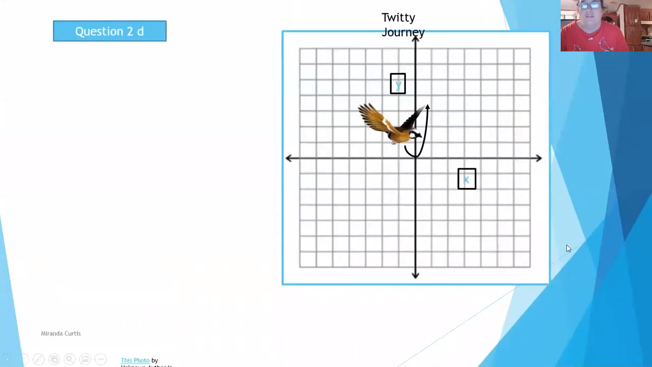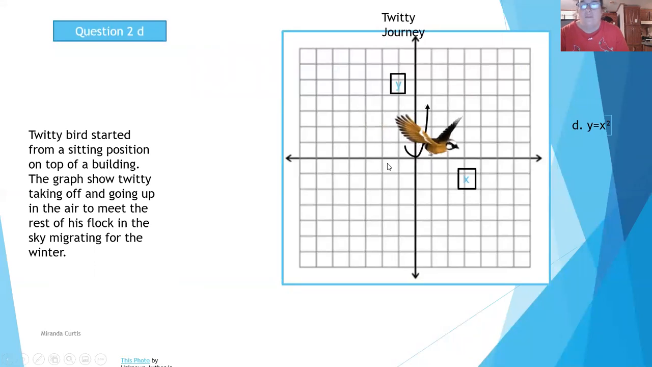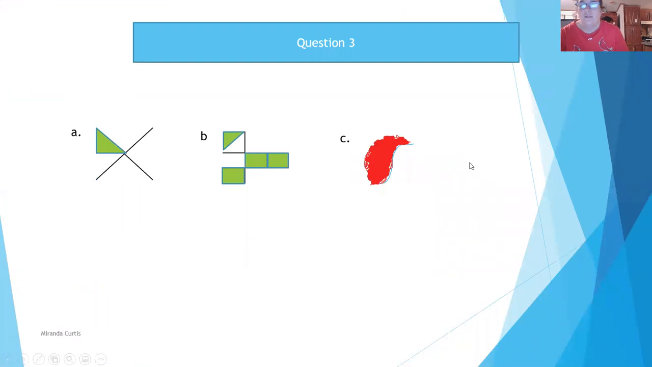Okay, our question D, our equation is y equals x squared. Tweety Bird, a cute Tweety Bird, I like yellow birds. Tweety Bird started from a sitting position on top of a roof. The graph shows Tweety taking off and going up in the air to meet the rest of his flock in the sky, migrating for the winter. Isn't that cool? Look how he goes up. It says Tweety Bird's Journey is the name of it, and the X is right here, so he's going to go up right there.